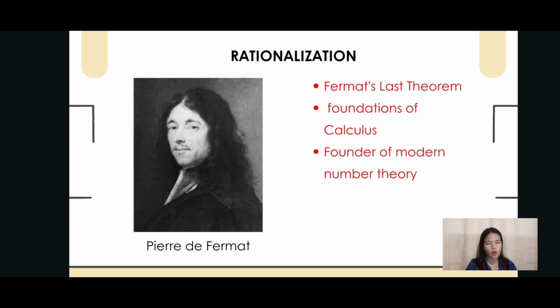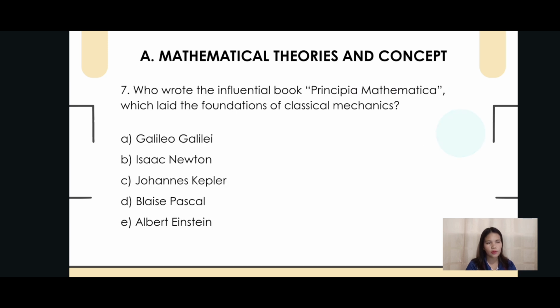He also took part in the foundations of calculus, and he is the founder of modern number theory. So it is Pierre de Fermat. Number 7. Who wrote the influential book Principia Mathematica, which laid the foundations of classical mechanics? Is it Galileo Galilei, Isaac Newton, Johannes Kepler, Blaise Pascal, or Albert Einstein? So, it is Isaac Newton.